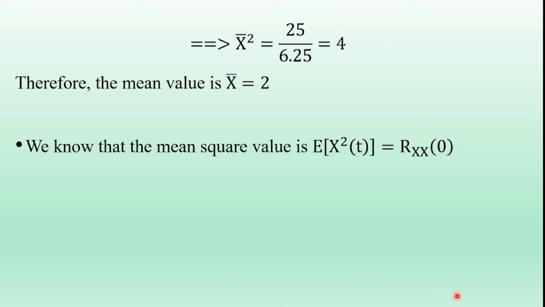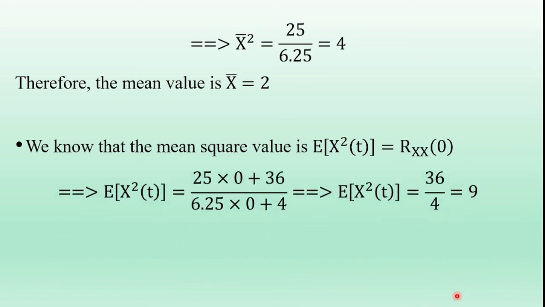Next, find out the mean square value of x of t. We know that using properties of autocorrelation function, expectation of x square of t is R_xx of 0. In the given autocorrelation function, substitute tau is equal to 0. We get expectation of x square of t is 9.